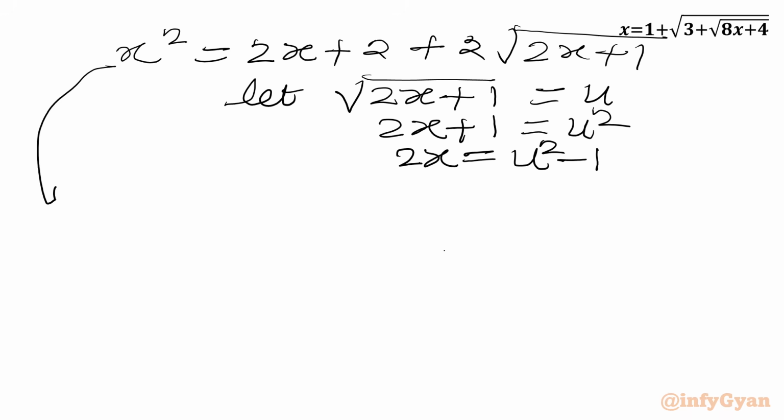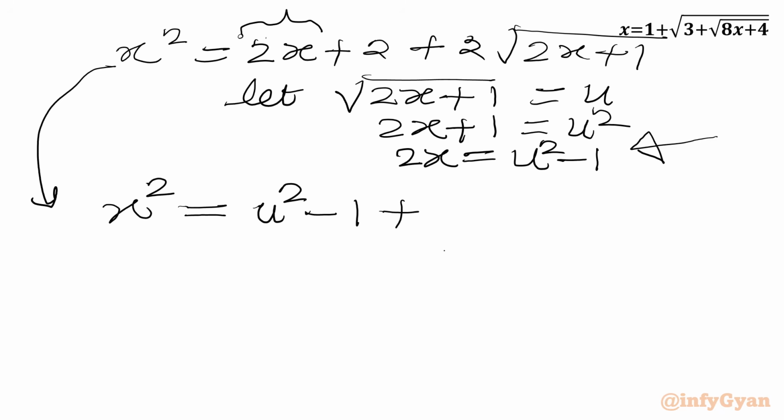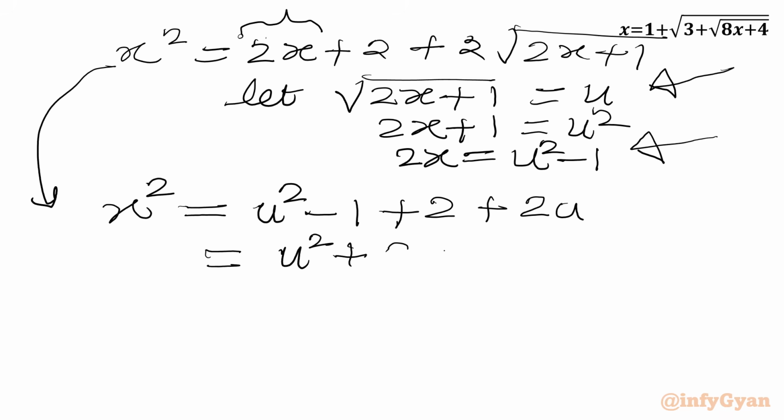Now on the LHS, we write x square as it is. On the right hand side, we have 2x, which we write as u square minus 1. Then we have plus 2. Then we have 2 times square root of 2x plus 1, which is our substitution u, so we write here 2u. So on the RHS, we get u square plus 2u plus 1. And on the LHS, we have x square. U square plus 2u plus 1 is the perfect square of u plus 1.